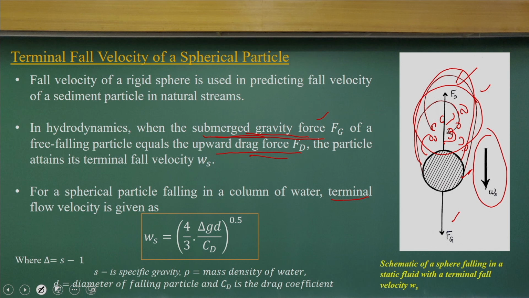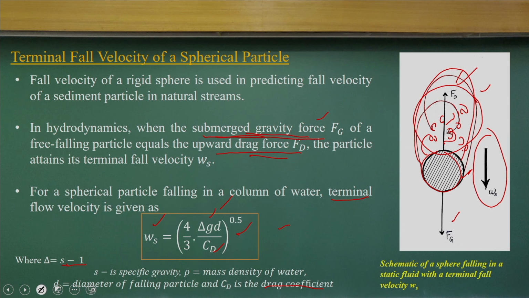Just equating these two forces and rearranging the terms, you will get these. It's very simple. Just look at these equations, which give the terminal fall velocity as a function of delta, where delta is S minus 1, that means specific gravity minus 1, g, D, the diameter of this spherical object, and CD, your drag coefficient. If I know the drag coefficient and the D value, we can find out the falling velocity, the terminal velocity of the sediment particle, and how long it will take to reach the bed material.